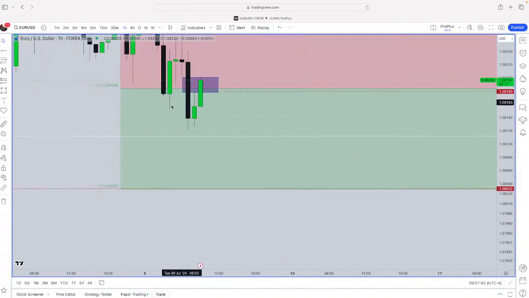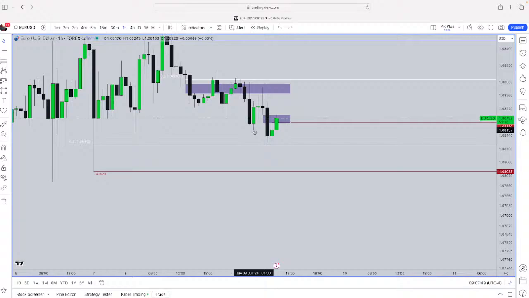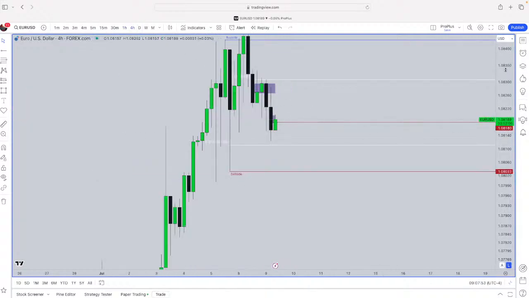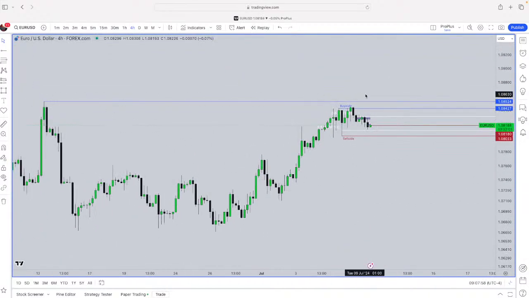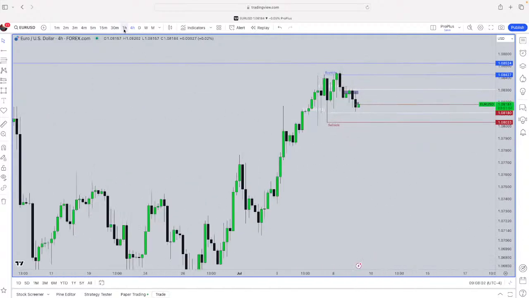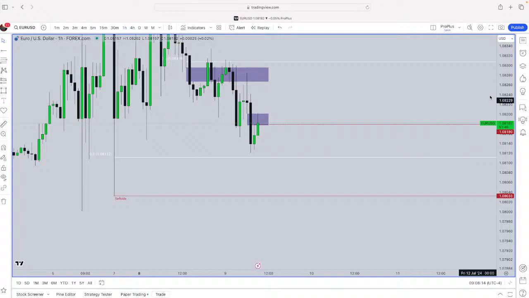Yeah, see how it respects this here. So we just have to be extra careful because it has now taken these equal lows here. Let me take a look at the 4 hour. Obviously we have been trending up higher, and there is this buy side here that potentially wants to get taken out. So just got to be patient with this.